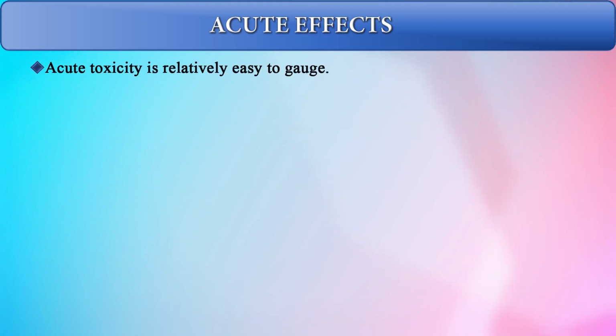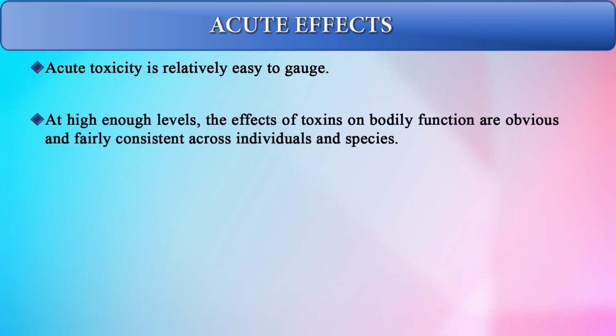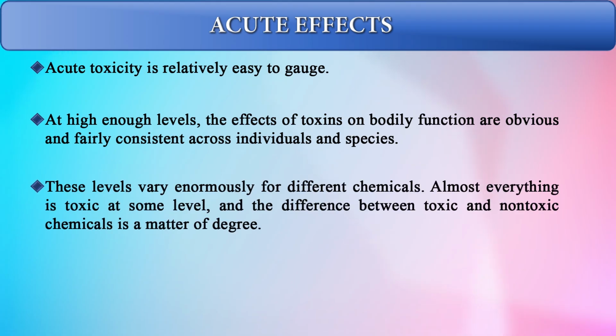Acute toxicity is relatively easy to gauge. At high enough levels, the effects of a toxin on bodily functions are obvious and fairly consistent across individuals and species. These levels vary enormously for different chemicals. Almost everything, as I have told you, is toxic at some level, and the difference between a toxic and non-toxic chemical is a matter of degree.